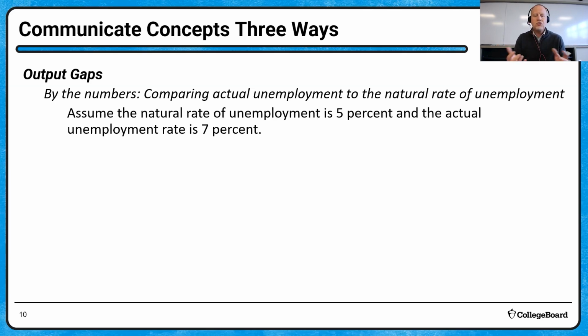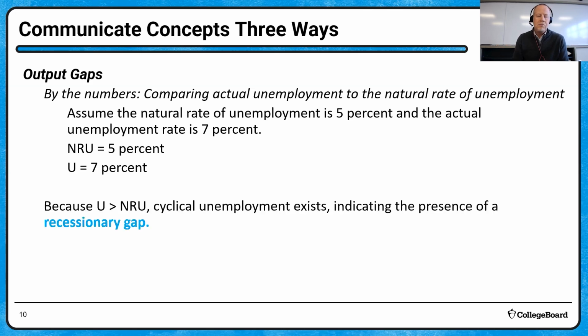So let's assume that we have a natural rate of unemployment of 5%, and we have an actual unemployment rate of 7%. What can we conclude from that? So the natural rate of unemployment, NRU, is 5%. The actual unemployment rate is 7%. Because the unemployment rate is greater than the natural rate, we know that some cyclical unemployment exists, and that tells us that we have a recessionary gap. There is the presence of a recessionary gap in this particular scenario. So again, communicating output gaps in more than one way. We're not specifically talking about output here.